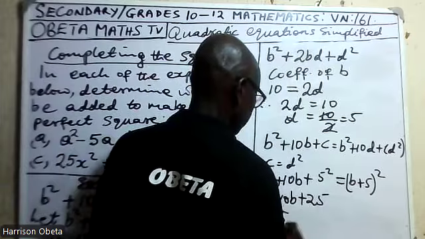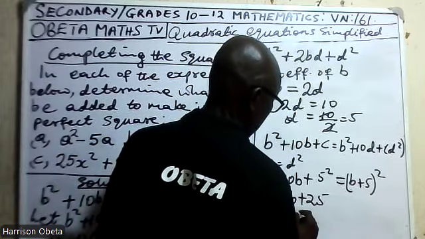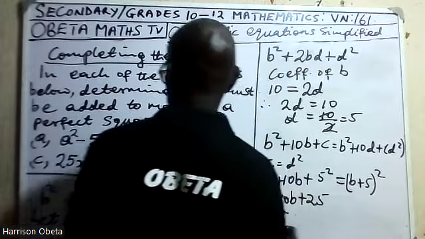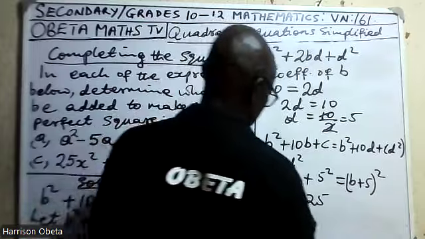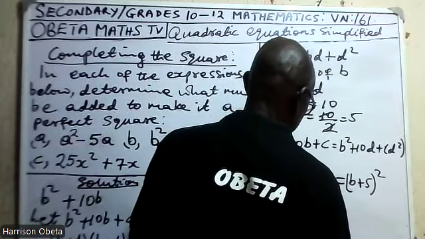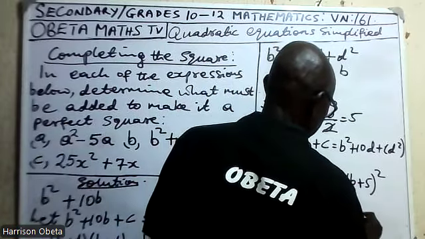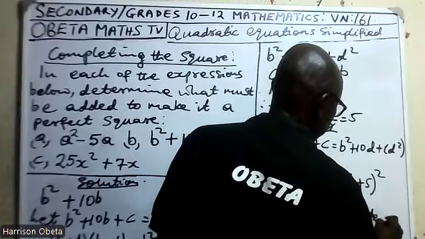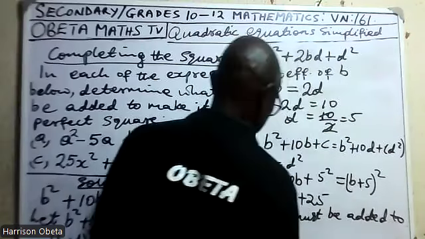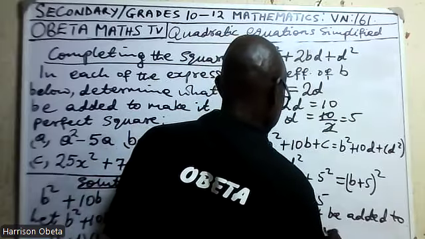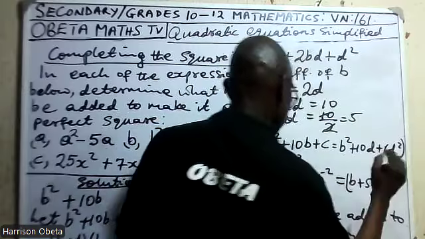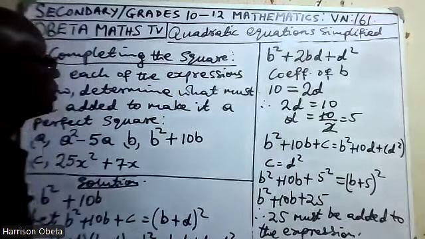Therefore, 25 must be added to the expression to make it a perfect square.